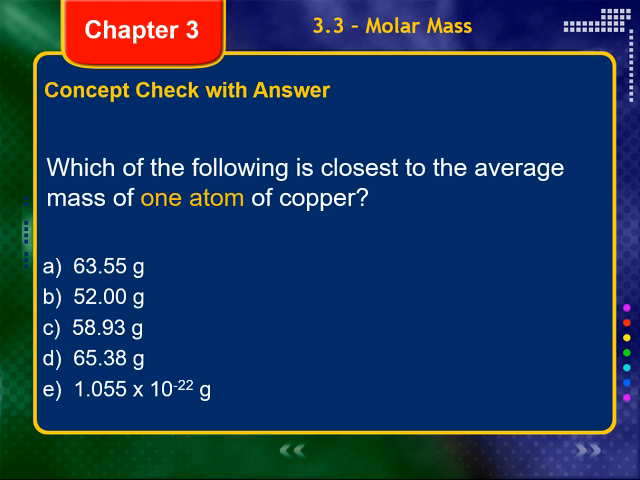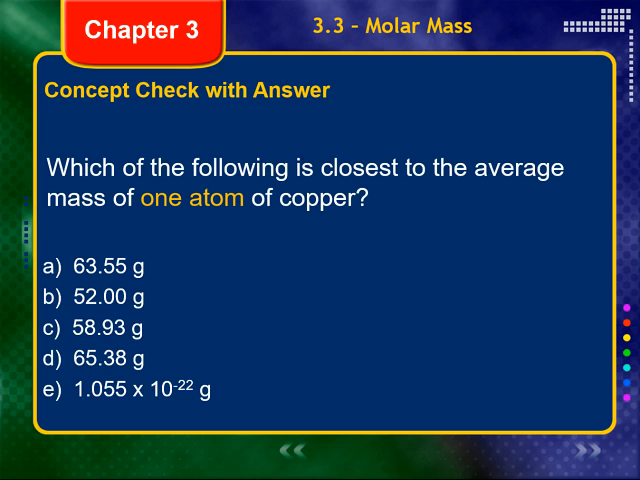Which of the following is closest to the average mass of 1 atom of copper? Now, you're going to have to look up what the mass of copper is on a periodic table. It's not that hard to find one. A simple Google image search will get you one in about 5 seconds. Go ahead and press pause so you can find that mass and then carry out a conversion using Avogadro's number.